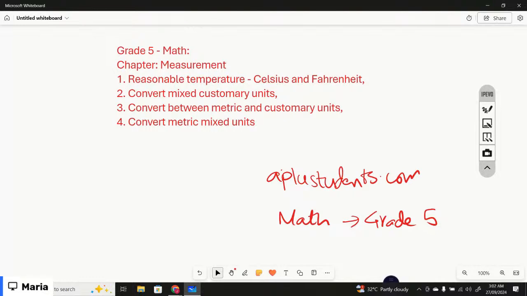We're working on the chapter measurement. The lessons we're going to cover today are reasonable temperature, Celsius and Fahrenheit, convert mixed customary units, convert between metric and customary units, and convert metric mixed units. So please make sure you have your notebook and pencil so that you can note down the important examples and definitions as well.